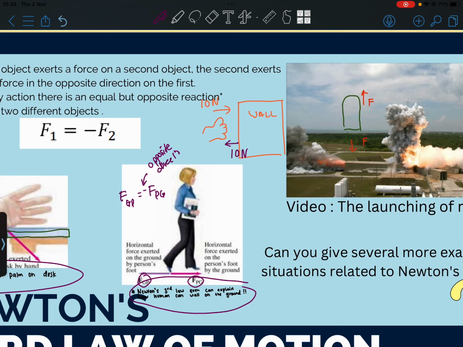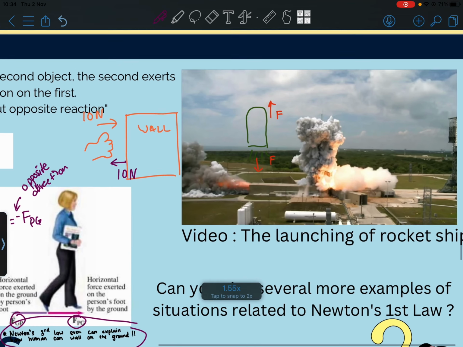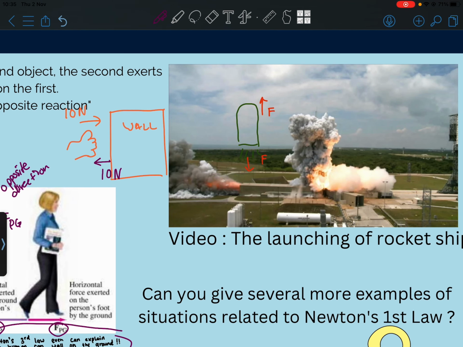So you can imagine when you're walking, the ground pushes you and you push the ground back with your foot. The same goes when you launch a rocket. I already drew the rocket over here. The fuel will be directed downwards, but the rocket will instead be launched upward, in the opposite direction.